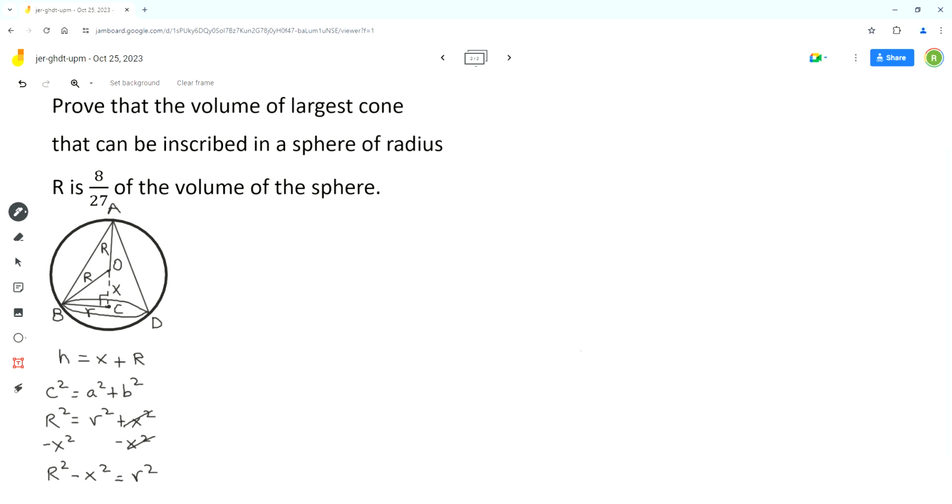We have to find the volume of the largest cone that can be inscribed in this sphere. So we should analyze the formula for the volume of a cone. The formula for the volume of a cone is 1 over 3 pi r squared h. Small r is the radius of the base of the cone and h is the height of the cone. We found out that the height of the cone is x plus r, and small r squared is equal to big R squared minus x squared.